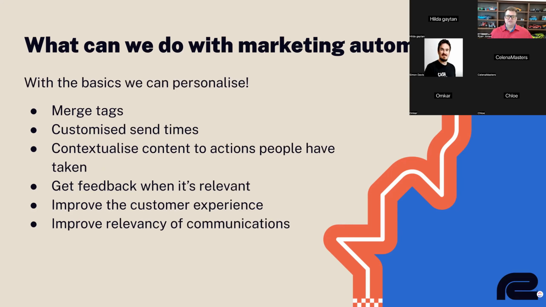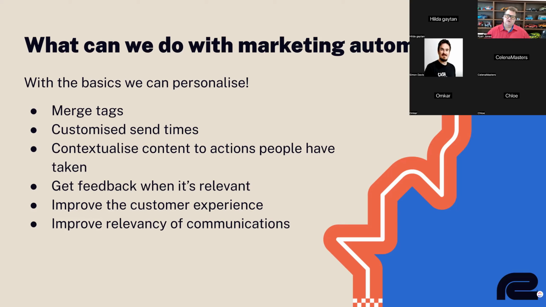So once we've got all of those basics in place, we can personalize. You can do basic things like merge tags, and we've been using merge tags for a fair while now. We can do customized send times. We actually use artificial intelligence to understand when every contact in our CRM has typically opened and engaged with our emails. We use that data to send every email to our users at a unique time of day when they're most likely to actually respond to it.